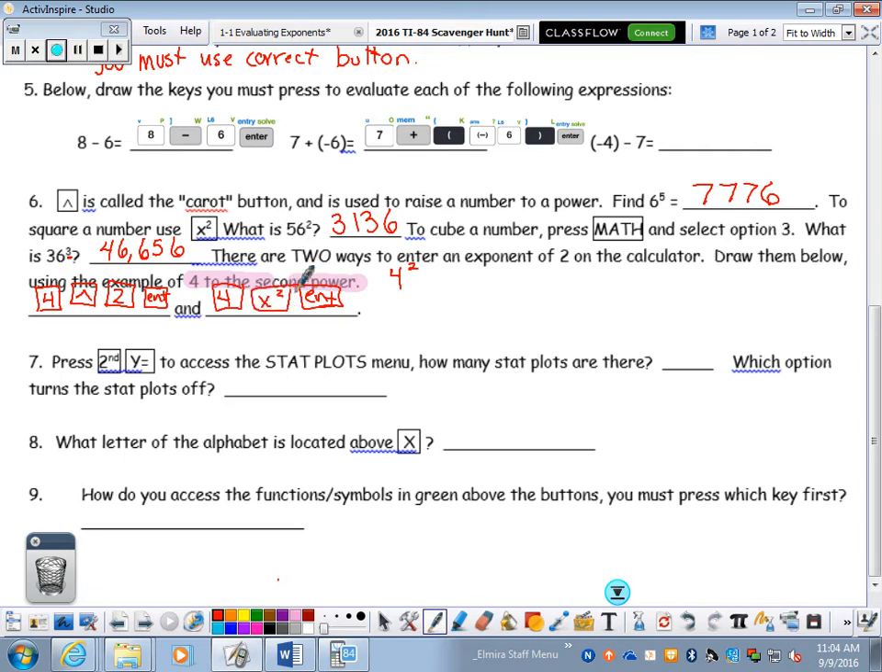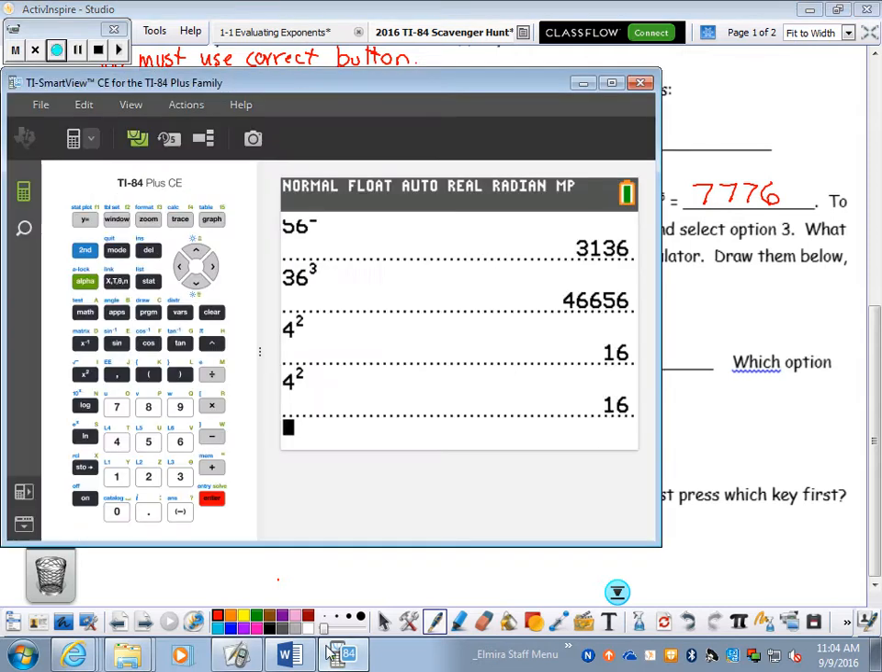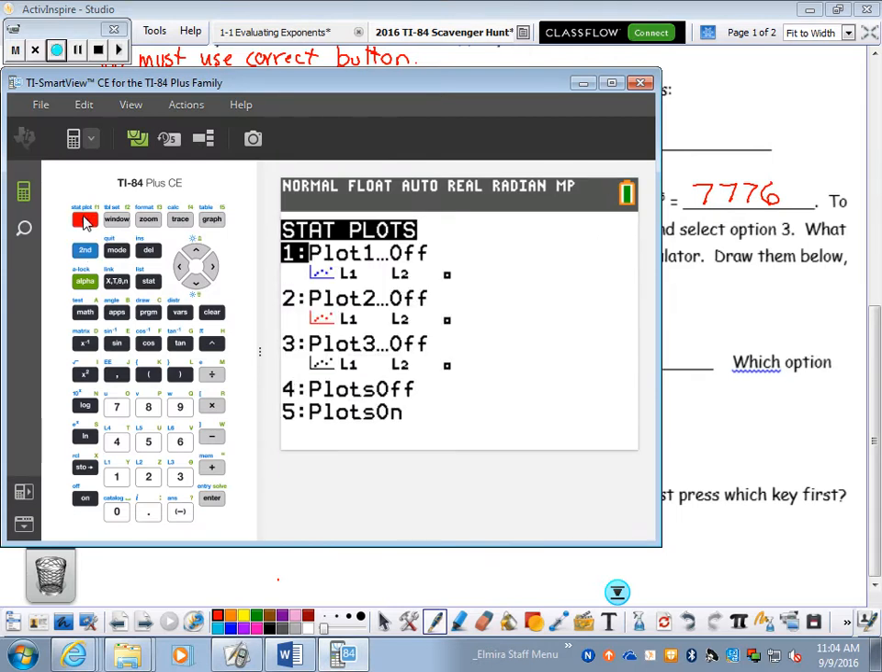There, that's better. Okay. Press second Y equals to access the stat plots. Second, and then right above it is Y equals. See how it says stat plot in blue above that? And then there's the second key there. Stat plots. Okay?